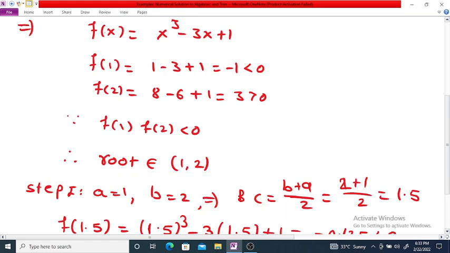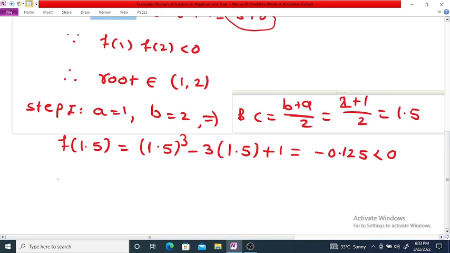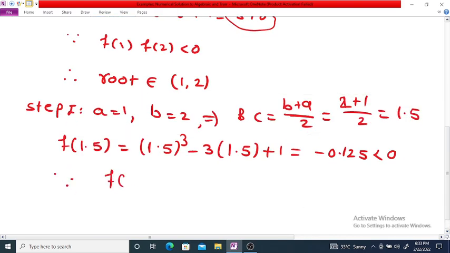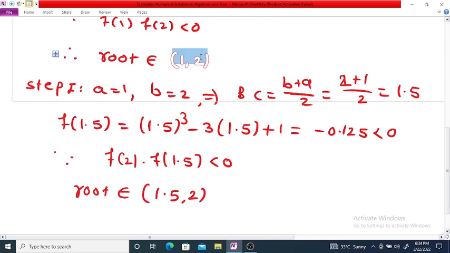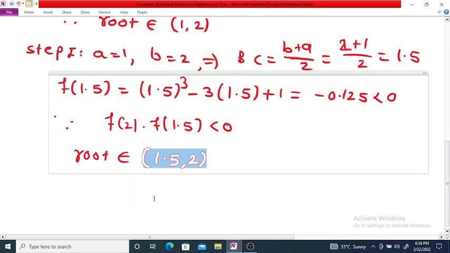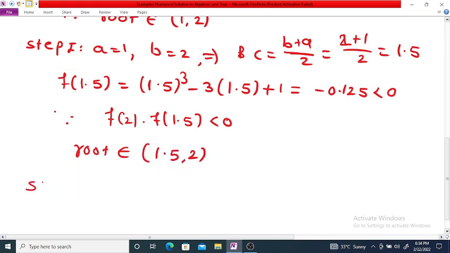Now from the previous step, f of 1 is less than 0 and f of 2 is greater than 0, and a root always lies between a positive and a negative value. So here it is negative, and in the previous interval f of 2 is positive. Now since f of 2 into f of 1.5 is less than 0, for the next interval our root lies in the interval 1.5 to 2. In the first step our root lay in the interval 1 to 2, and after the first step the root lies in the interval 1.5 and 2. So the interval length reduces.